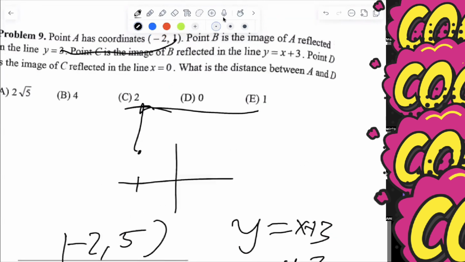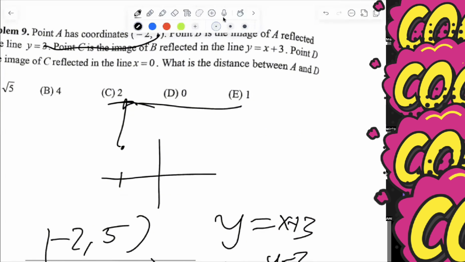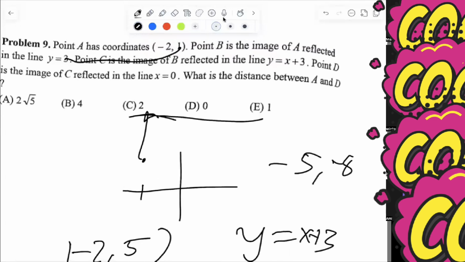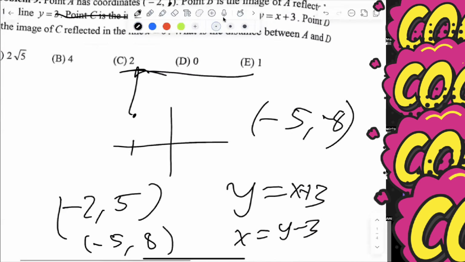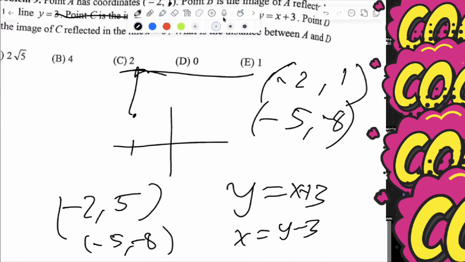Now, what's the distance between A and D? We just have the distance between negative 2 comma 1 and negative 5 comma negative 8. That's the distance of 9.